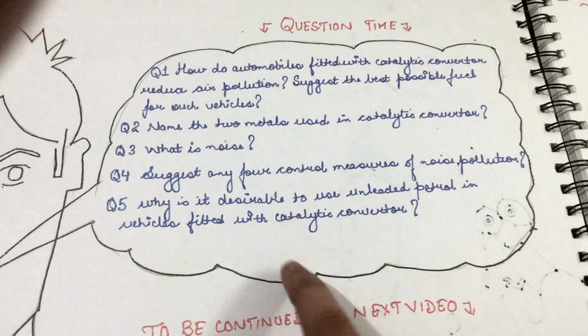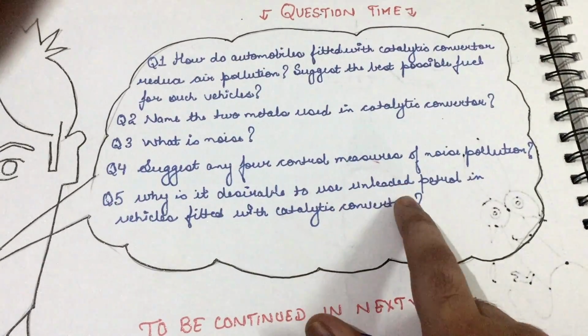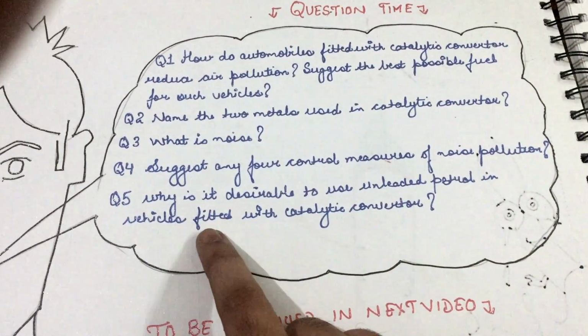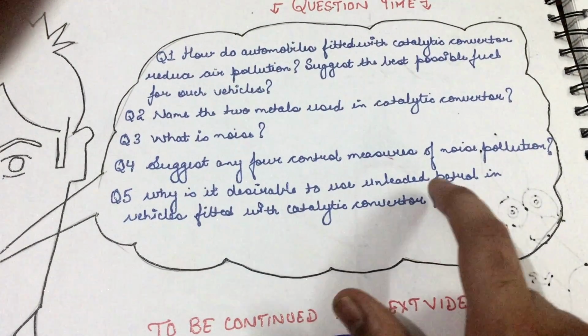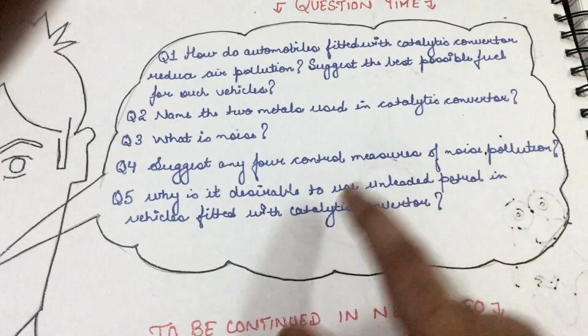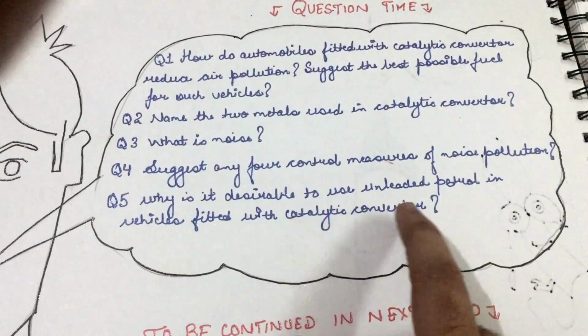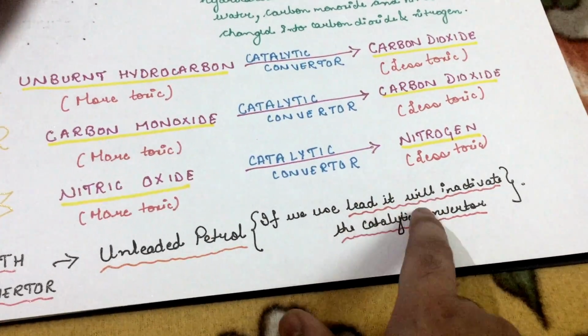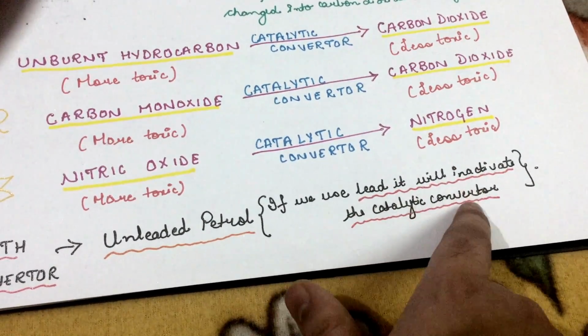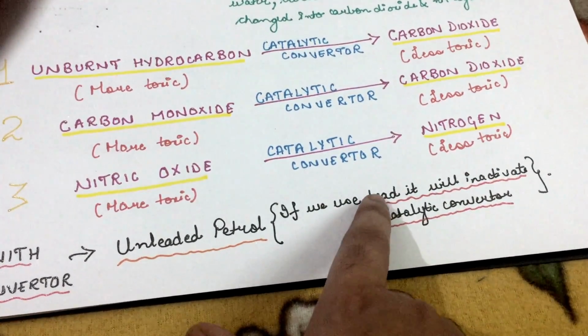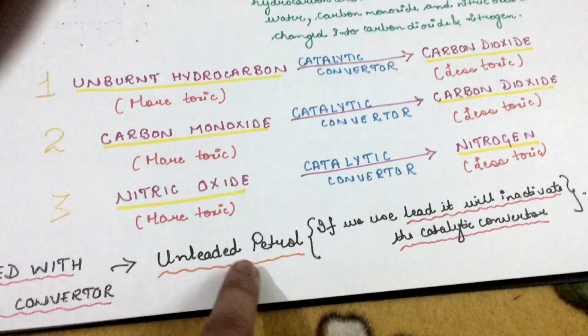Next question is, why is it desirable to use unleaded petrol in vehicles fitted with catalytic converter? Because if we use lead with petrol, it will inactivate the catalytic converter. So petrol should be lead free. It should be unleaded petrol.